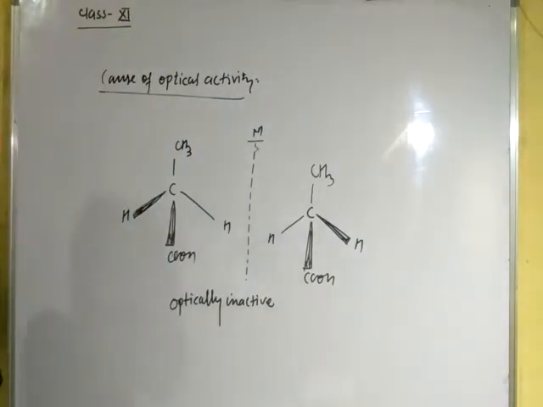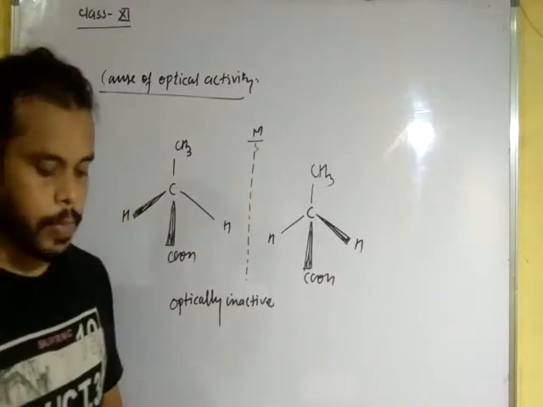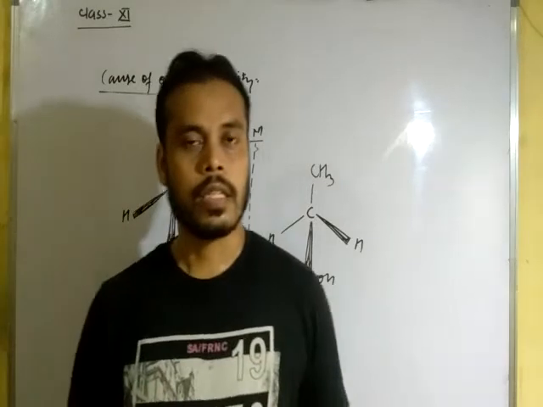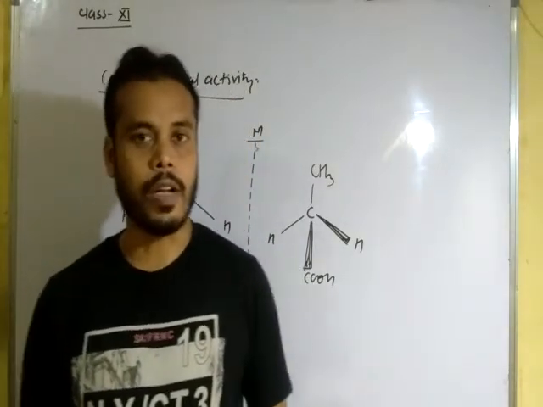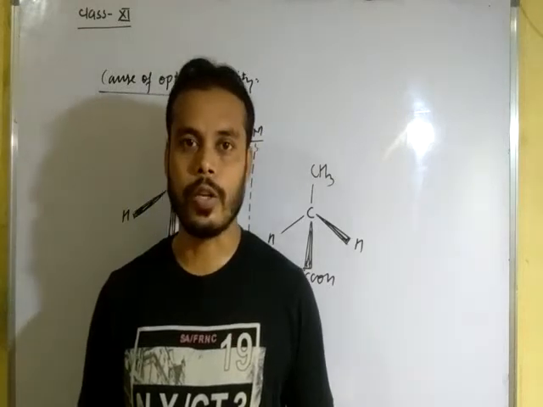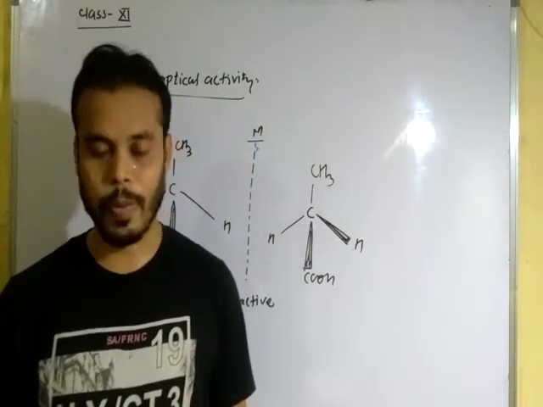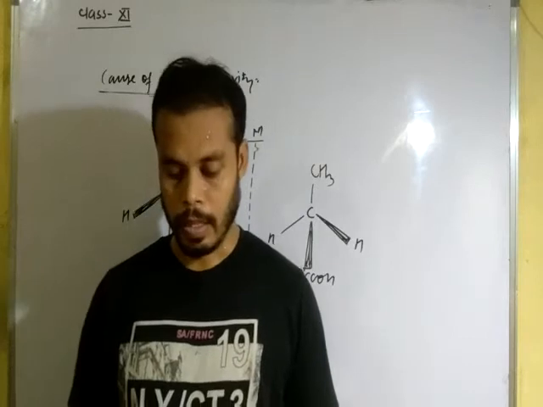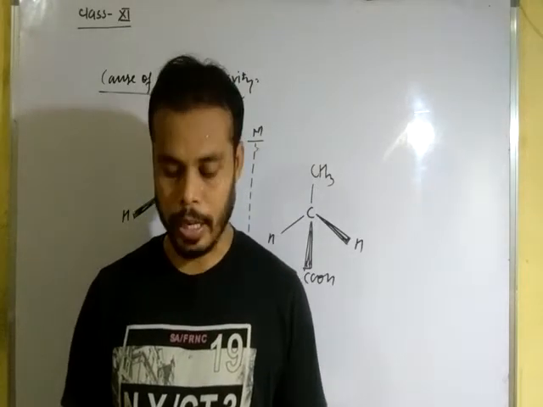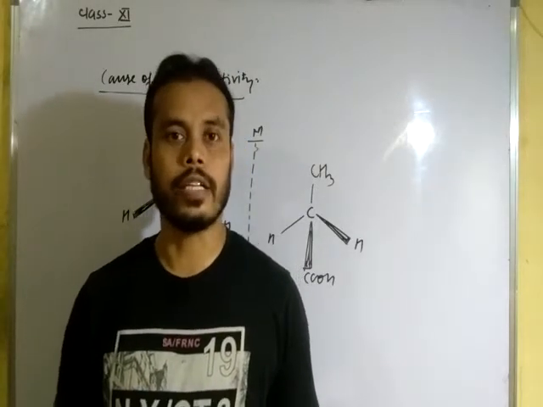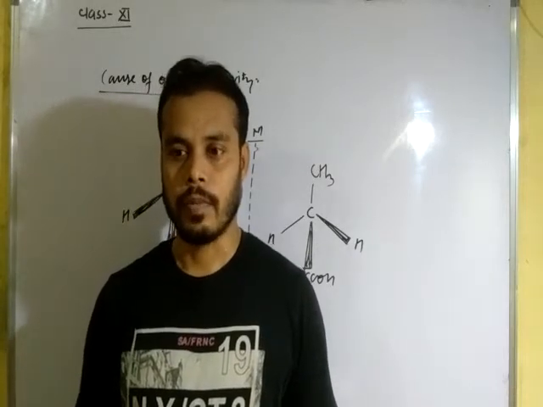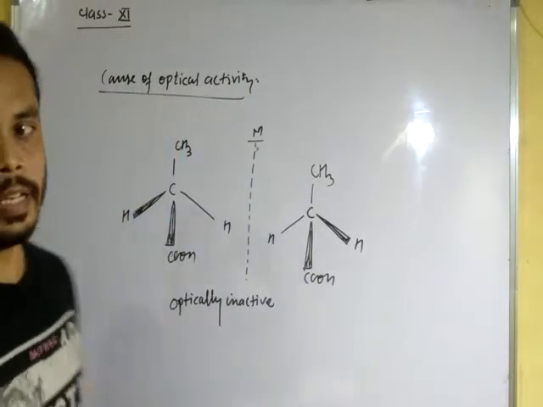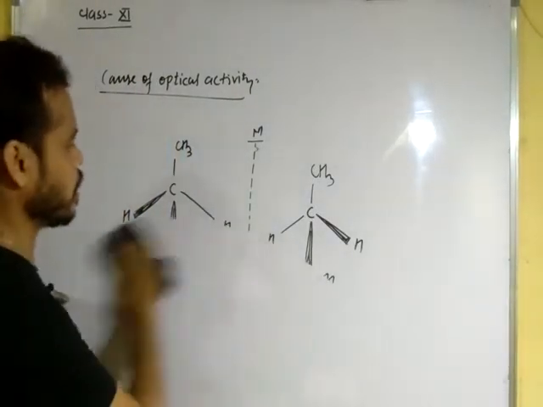Now we are going to discuss another case of optical inactivity. Sometimes a chiral carbon is present in the molecule, but due to a plane of symmetry, it is not able to rotate plane polarized light, so it is also optically inactive. Let us see the tartaric acid form of tartaric acid.